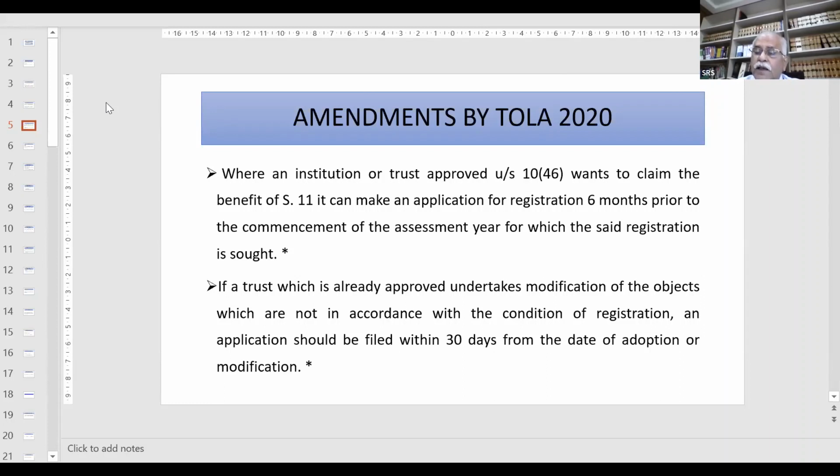Another case where we have to make a fresh application is if you undertake the modification of the objects of the trust or the modification of any of the conditions of approval given by the commissioner. Then you should file the application within 30 days from the date of adoption of the modified objects or the modification of the conditions. So you have to keep in mind that it is not only a change in objects, but also a modification of any of the conditions. Next, please.